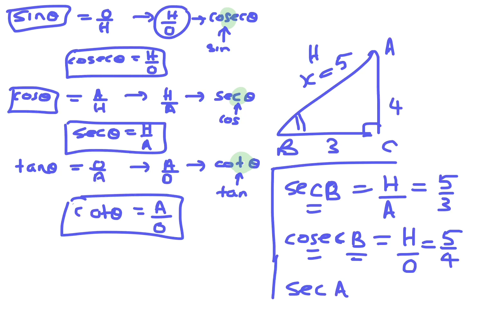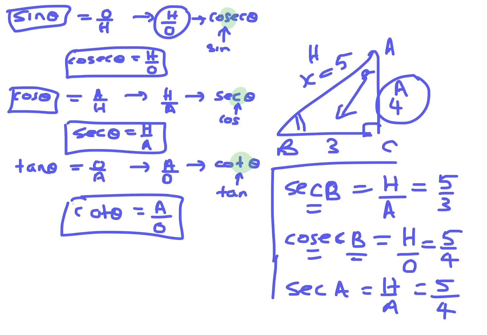Okay, so now sec A. For sec A, the opposite and the adjacent will change if you're looking at A. So it's going to be hypotenuse on adjacent. The hypotenuse remains as 5, but the adjacent would be 4, this one up here.